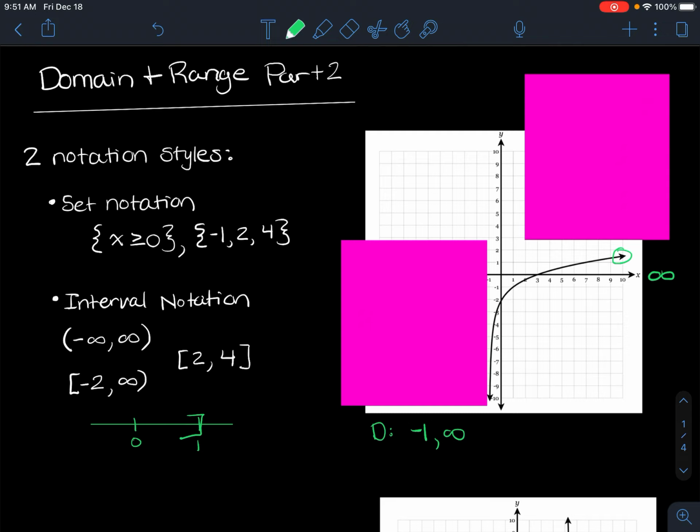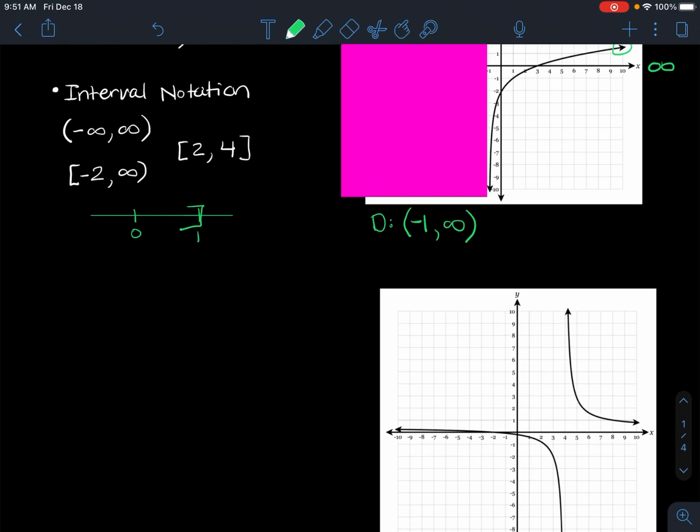On this graph here, my function kind of drops off the face of the earth at -1. It never actually hits -1. It'll get really, really close, but it won't actually hit it. So we have a curved bracket there. And then always, always, always, anytime you have an infinity, it also receives a curved bracket. Okay, we can never reach infinity, so it always has a curved bracket. Now if you're talking about domain, you'll write your interval from left to right, okay, like you read a book. If we're talking about range, it'll go from bottom to top, okay, and so I'll get into range here in just a second. But let's look at another example.